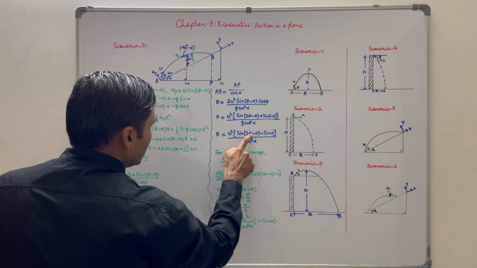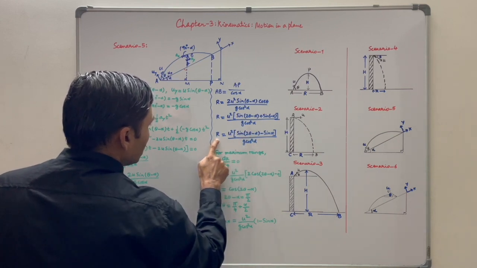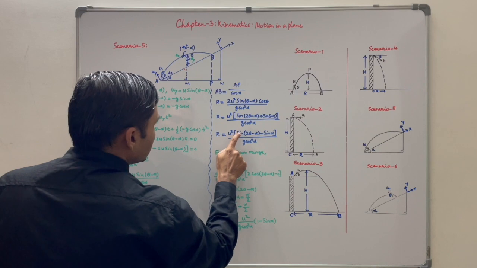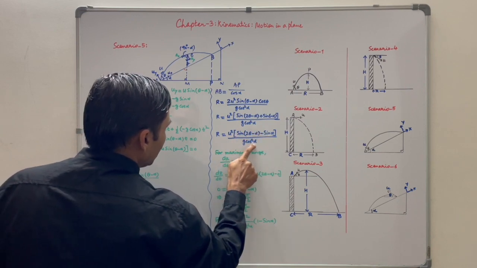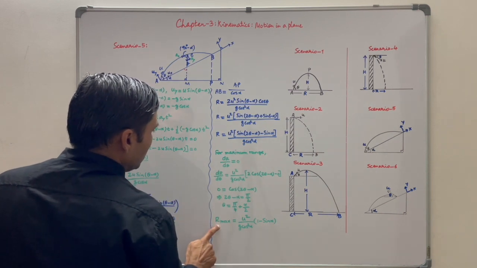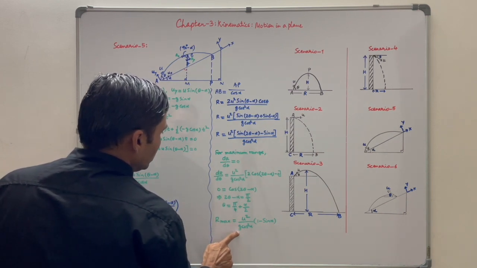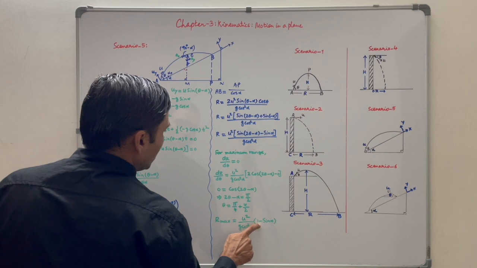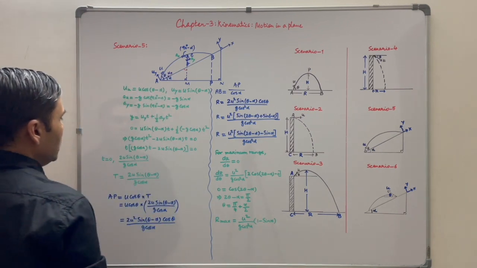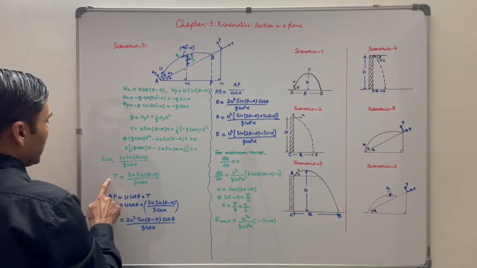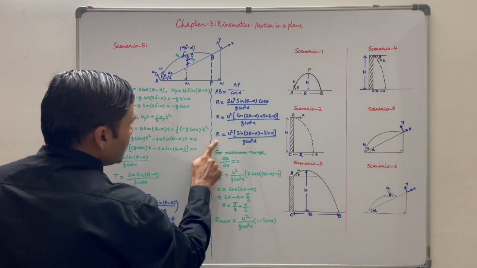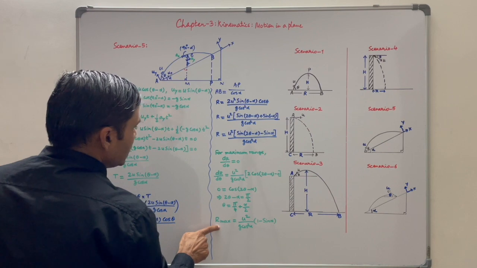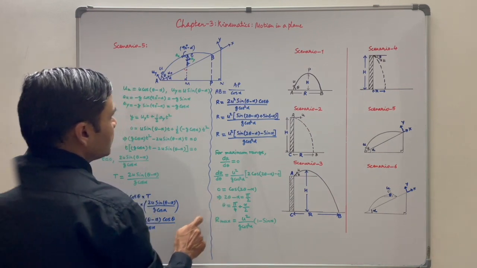Putting this value here, maximum range will be equal to u² (sin 90 − sin α) upon g cos²α. So R maximum will be equal to u² upon g cos²α into (1 − sin α). So you may keep in mind these formulas: time of flight, range, maximum range, condition for maximum range.